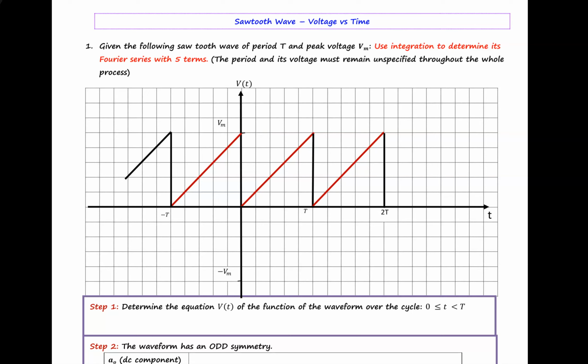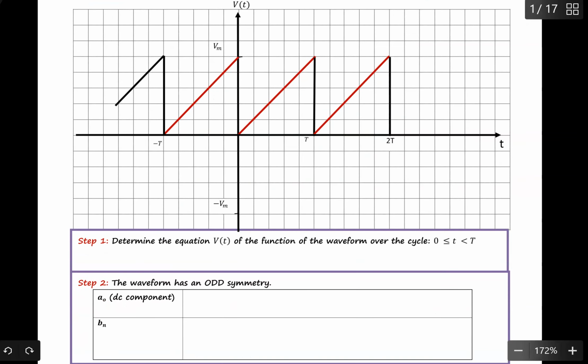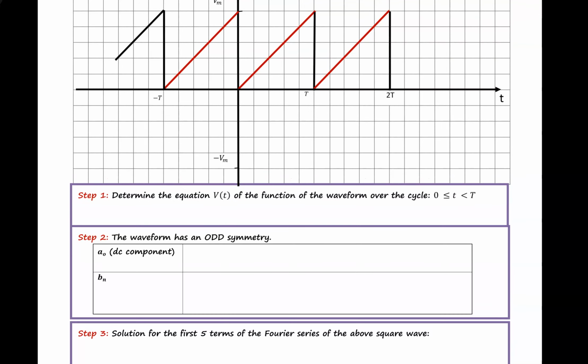Hello everyone, in this video we will find the Fourier series of the sawtooth wave in terms of voltage and time. As you recall in the previous lesson, to find the Fourier series of a certain function, you have to go through a few steps. So in this case, we have to go through step 1, step 2, and step 3.